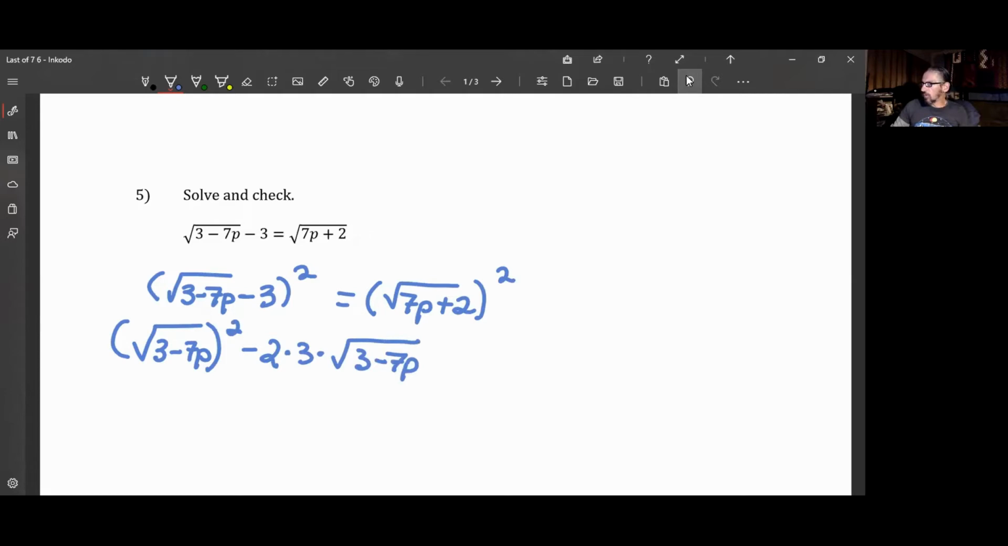If you're not familiar with this shortcut, and I was showing it in some earlier videos here, then multiply it as the square root of 3 minus 7p minus 3, put parentheses around it, multiply it by itself, and use FOIL. On the right-hand side, it's a lot quicker. The squaring just cancels out the square root. Same thing here for that first part.